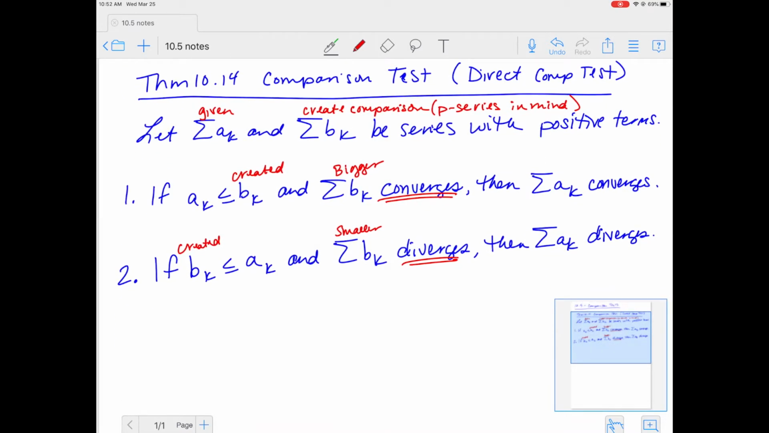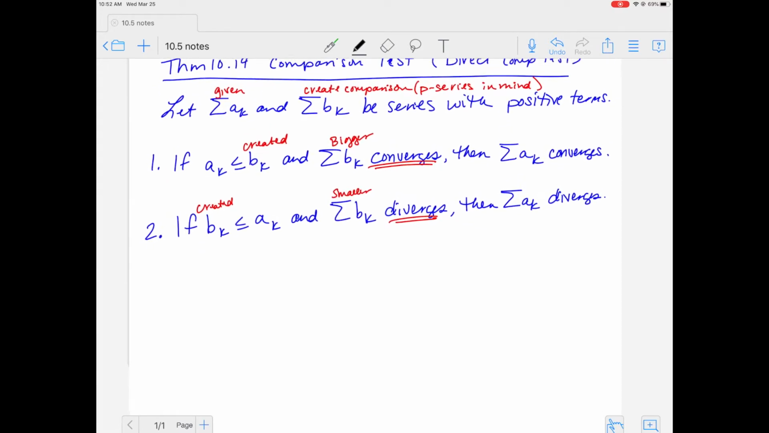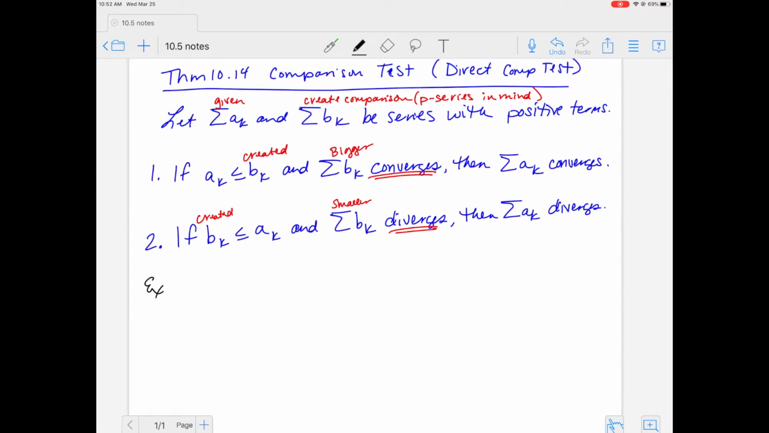All right, so back to the direct comparison test. So that's the deal. If the created is bigger, converges. If the created is smaller, diverges. So let's do it right now. Here is example 1. Let's go black on it. I'm going to keep this up here so that you can see what it is.